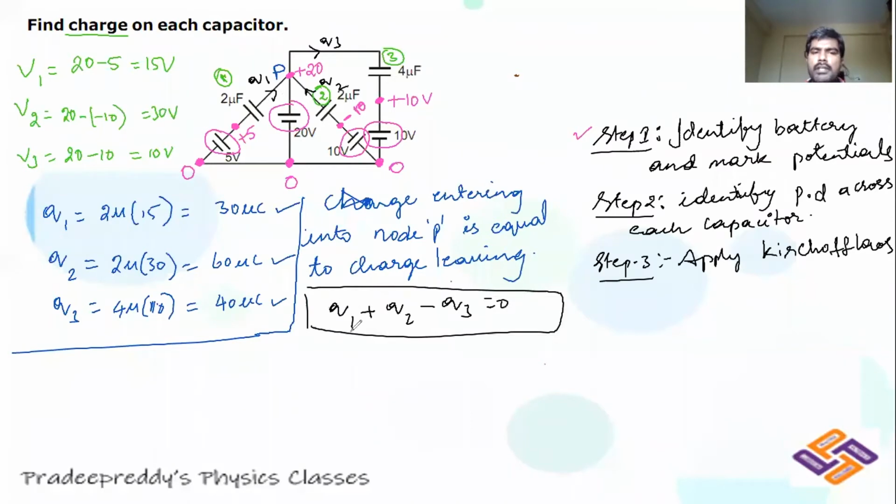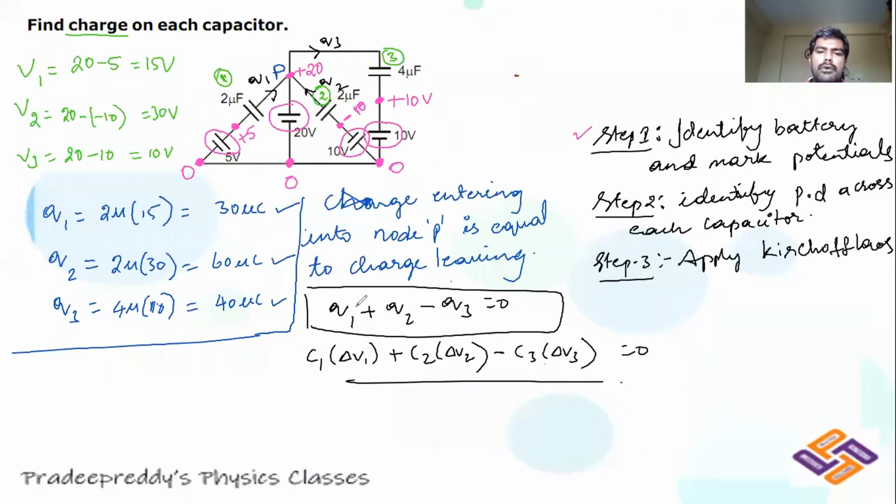But what is Q1? Q1 is equal to C into V, right? So that is C1 into delta V1 plus C2 into delta V2 minus C3 into delta V3. This is equal to 0, right? Whenever you are to find out charges, directly you can use potential difference and capacity. If potential is not given to you, like here it is mentioned 20 volt, sometimes they will not give you potential at that point. In such cases, we will be using Kirchhoff laws, and first we will be identifying that voltage.